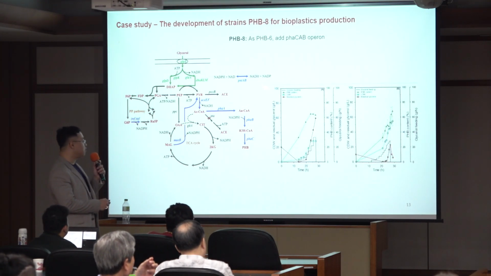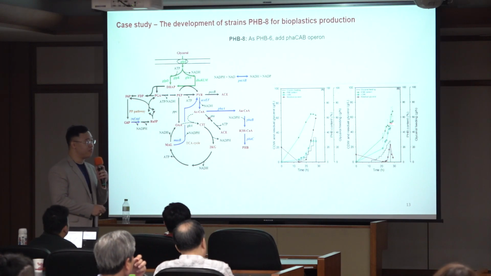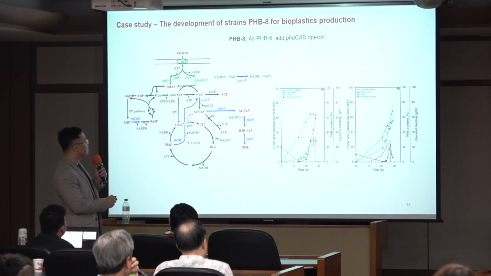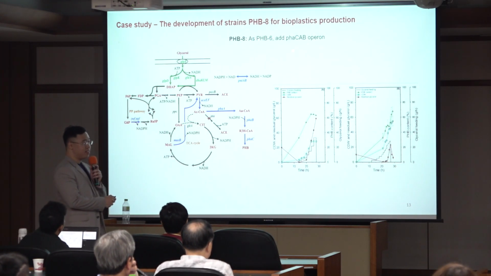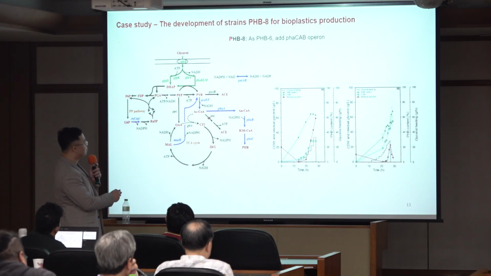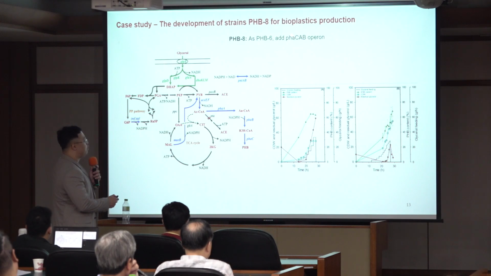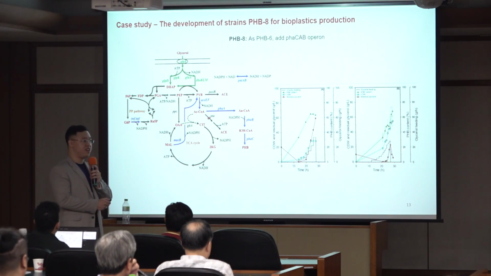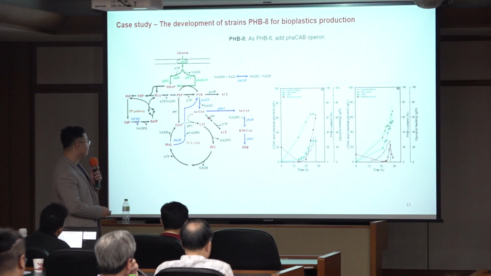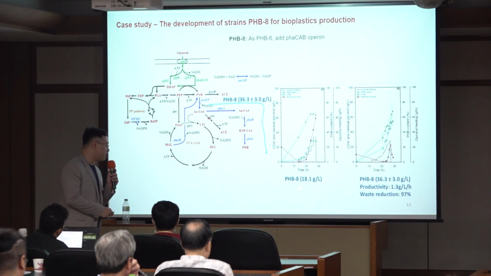But if you want to scale up, we also try another strain, which is the PHB8. This is the final strain that we patent, and we keep this strain in the BCRC. So we're adding another PhaCAB operon, and this is the final result.